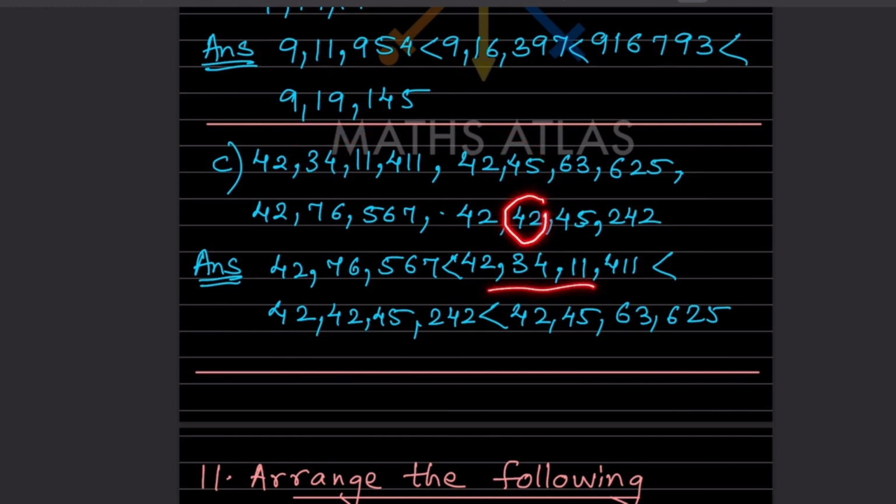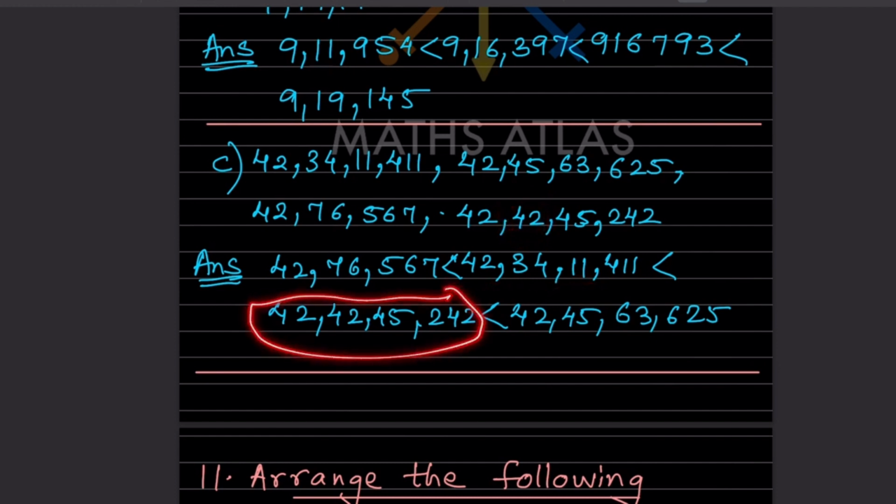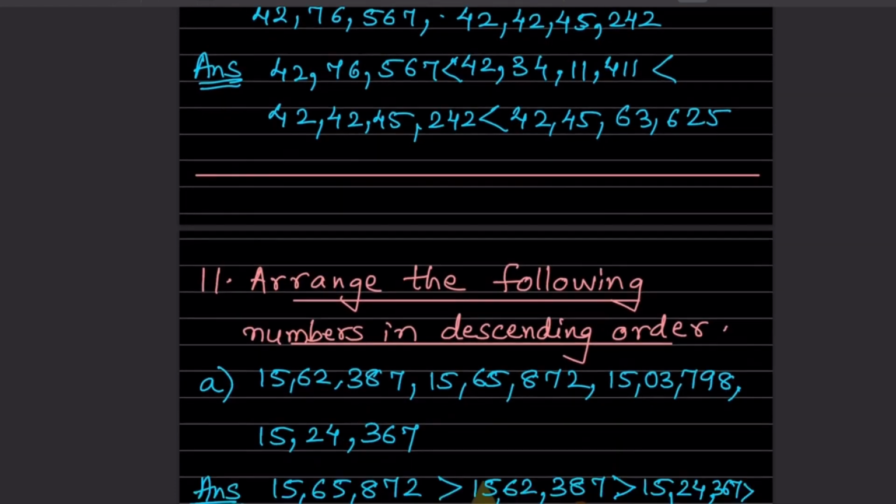Then 42 will be the smallest number, that goes on the third position. And the last one will be whatever the remainder. So again, the symbol is clear to you. The bigger number, the mouth opens at the bigger number. Okay. So now let us go for the next one.